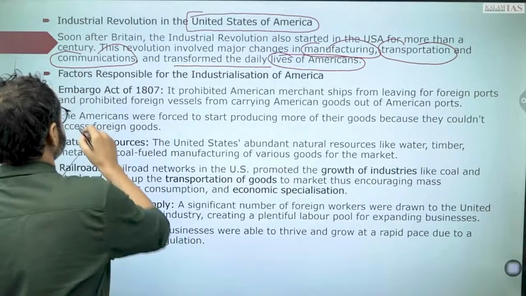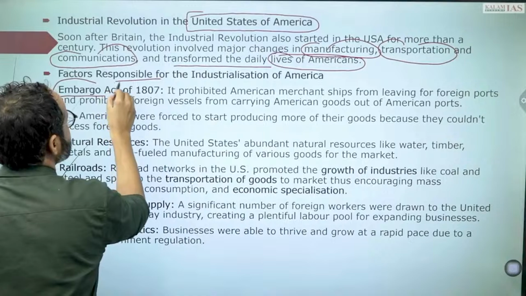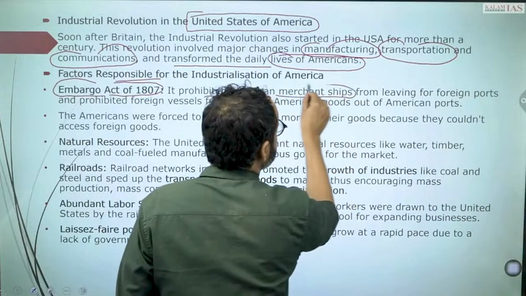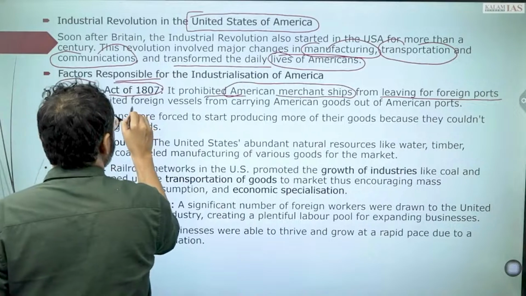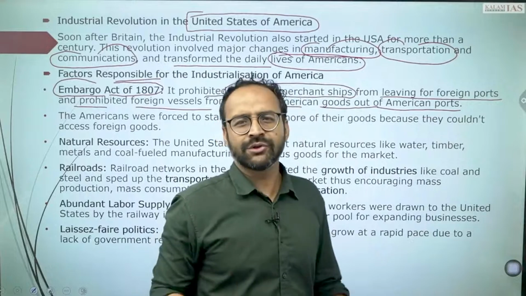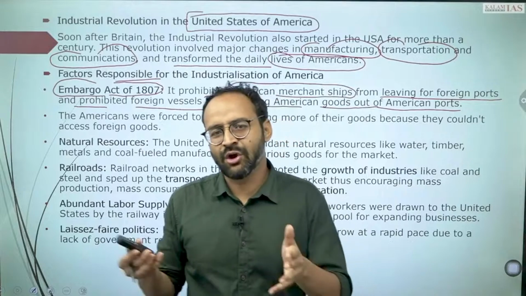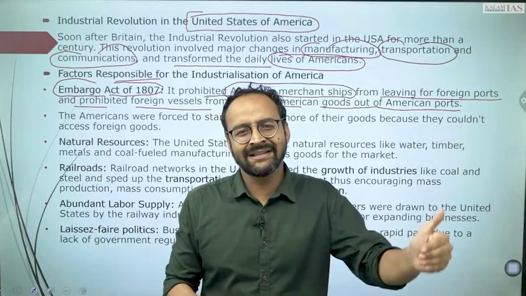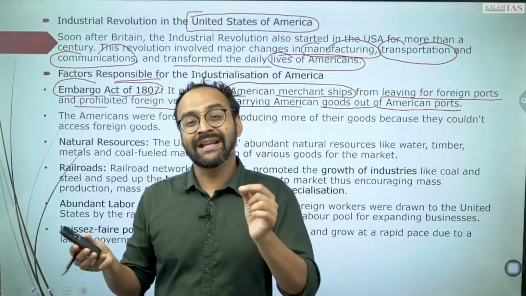So what are the factors? The Embargo Act of 1807. It prohibited American merchant ships from leaving for foreign ports, and prohibited foreign vessels from carrying American goods out of American ports. That means there was a kind of protectionism from the American administration: let us grow, let us follow the policy of isolation which Britain followed in the 18th century.